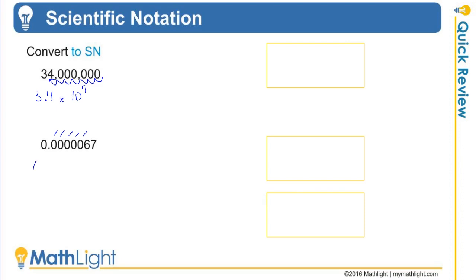Again, if you forget that, what's the procedure? Write the significant digits, put the decimal point after the first, write times 10, and figure out how many places the decimal point moved. 1, 2, 3, 4, 5, and sure enough, 6. And don't forget, when the number's to the right of the decimal point, it's a negative exponent.